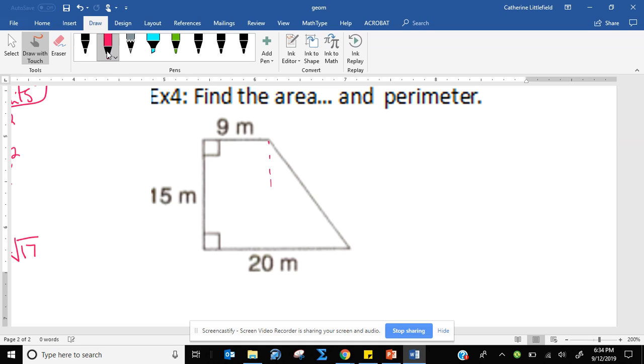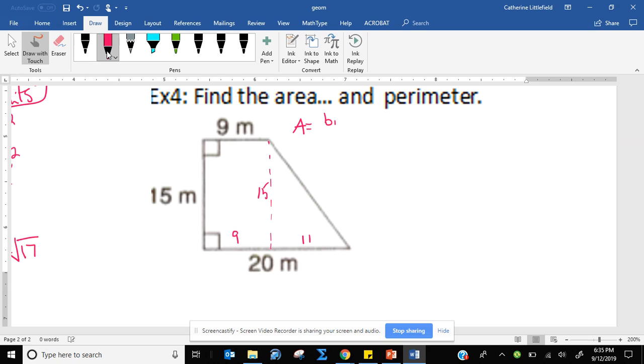You can drop a perpendicular right here, and you know that this is going to be a rectangle of 15 and another side length of 9, and you know that this triangle is going to have a base of 11 because 20 minus 9 is 11. Okay, so if you don't remember the formula, that's okay, but I'll show you how to use the formula in case you want to use the shortcut.